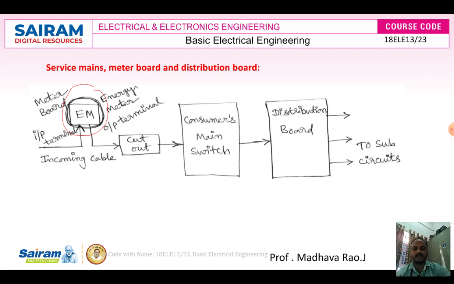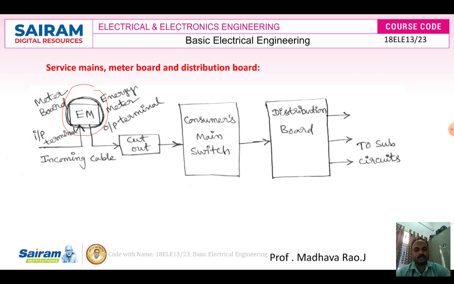Next one, consumer's main switch. When the consumer wants to do any extra connections or installations in their premises, at homes or offices, the consumer can switch off the main switch and do it. Without switching off the main supply, the consumer cannot do extra installations or extra connections in their distribution boards.